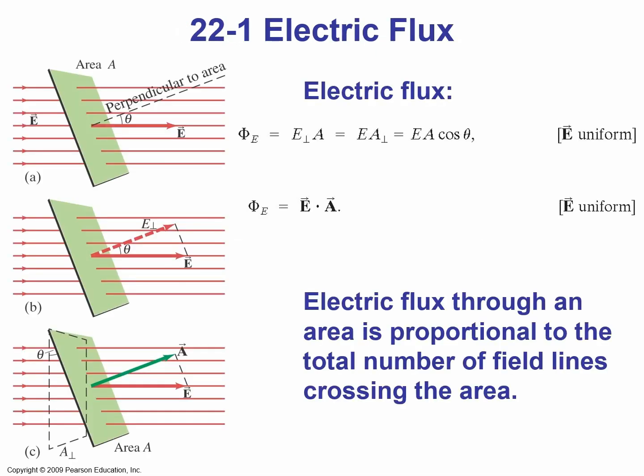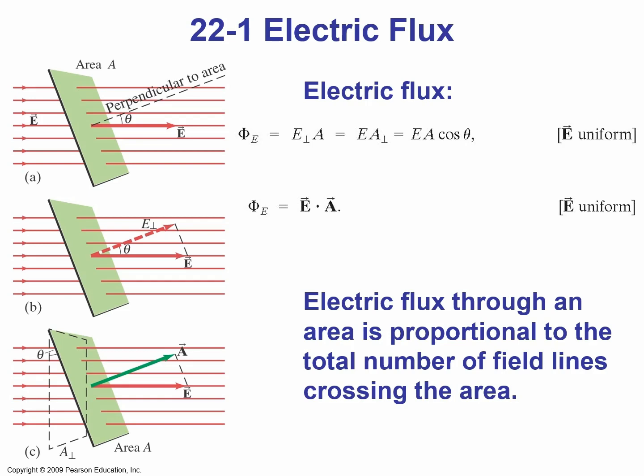Section 1. Electric flux through an area is proportional to the total number of field lines crossing the area. Here on the left, we will see three different depictions of this situation where we have a uniform electric field shown with the red lines in parallel from left to right, indicating that the field is from left to right. And we have a green area indicating the surface through which we want to see the flux of the electric field.